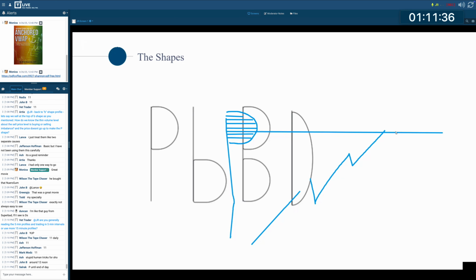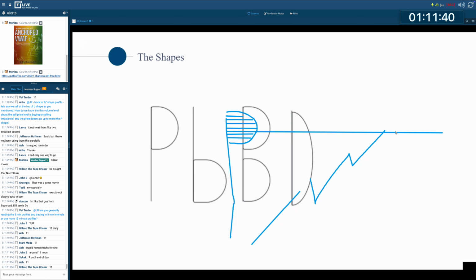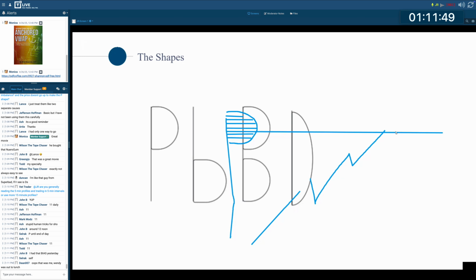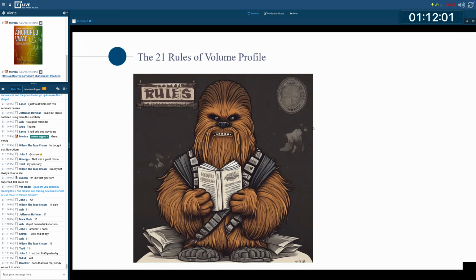Does that sound familiar? Does that happen to anyone you may know personally? Okay. So overlaying your profile with your basic technical analysis, your indicators, and your price action can be a real lifesaver. Okay. All right. I present to you our resident Wookiee here, the 21 rules of volume profile.